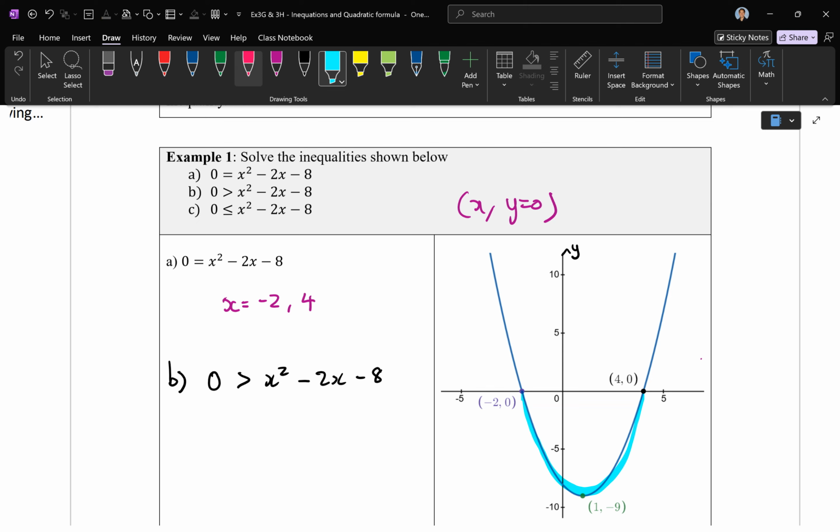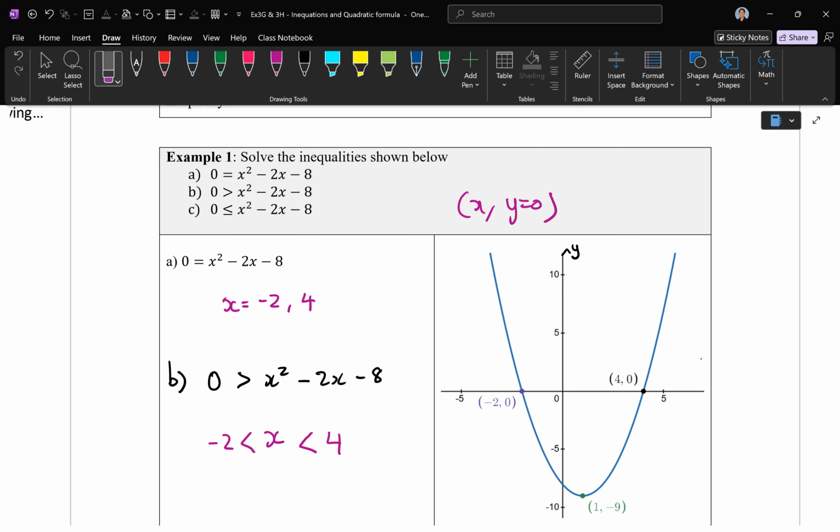So how do you write your answer? This is what you write. x has to be greater than -2 and less than 4, so pick any number from -2 all the way to 4. That will guarantee that no matter what number you pick in that x value region, I promise you the y values will end up being negative, just because I can see the graph right there, right?